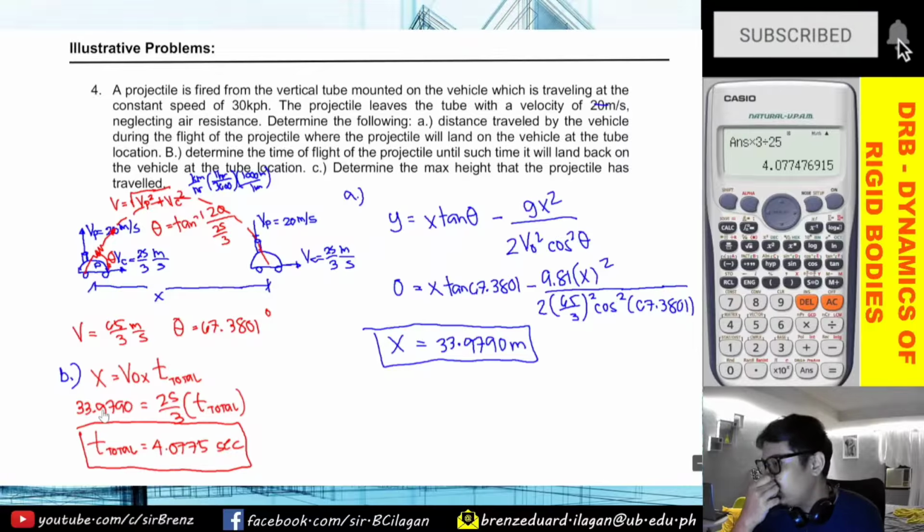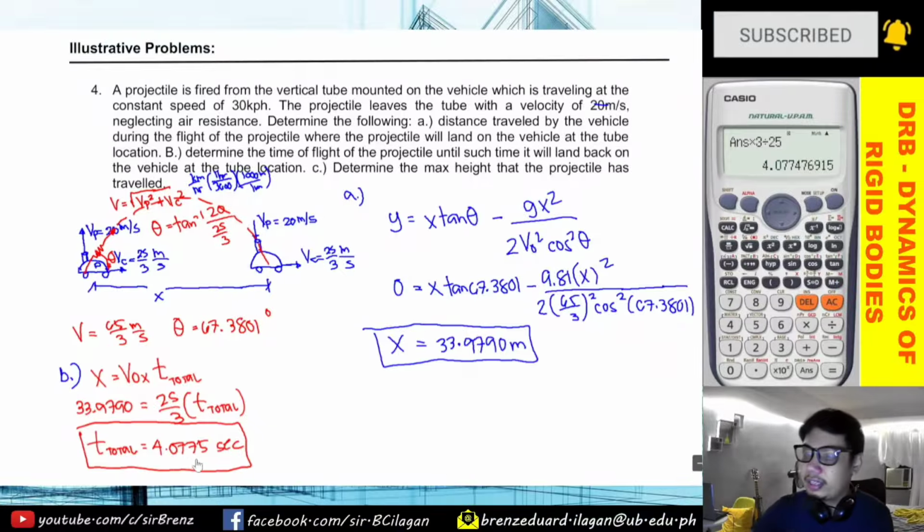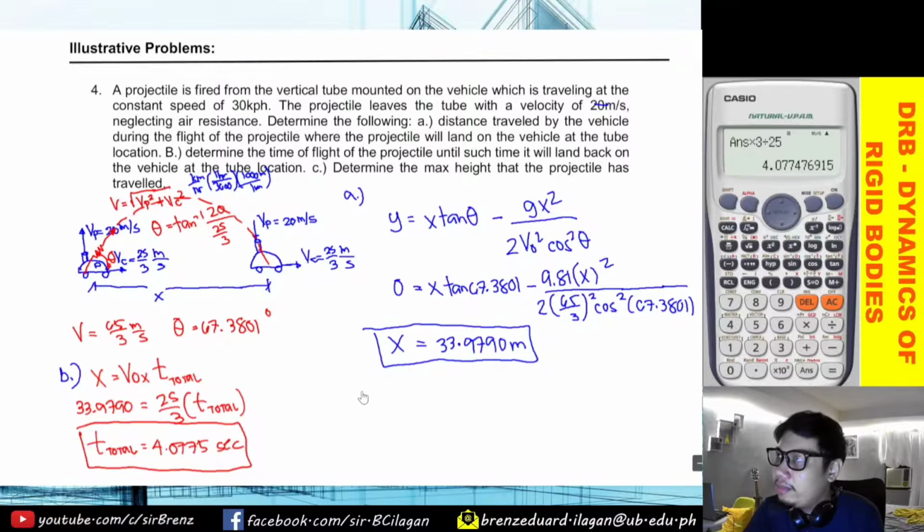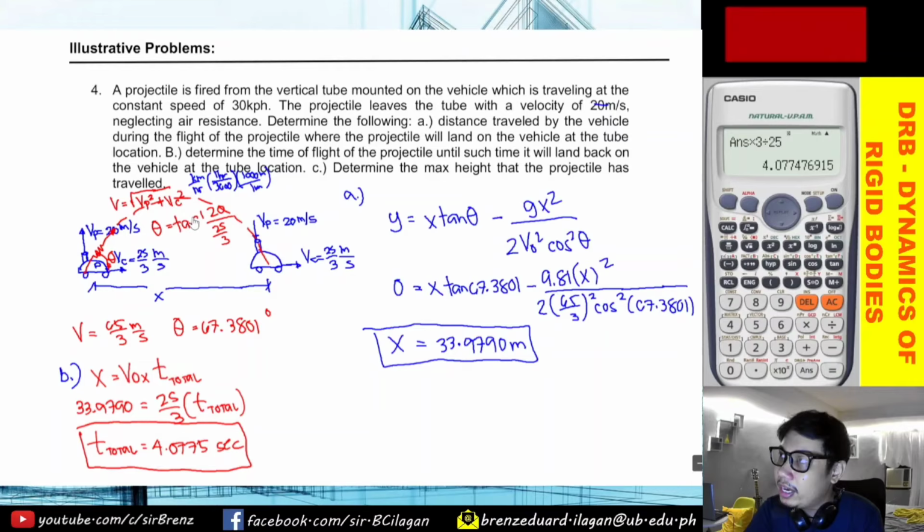And last, for letter C, determine the maximum height that the projectile has traveled. So again, what would be good to use there? We know that the final velocity when it reaches the maximum height is 0.